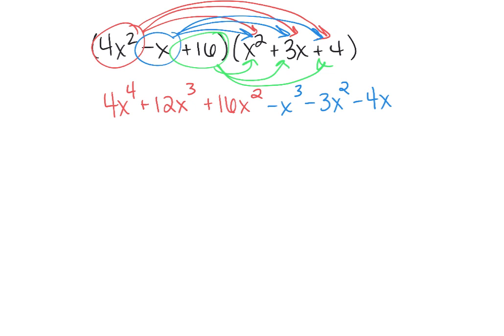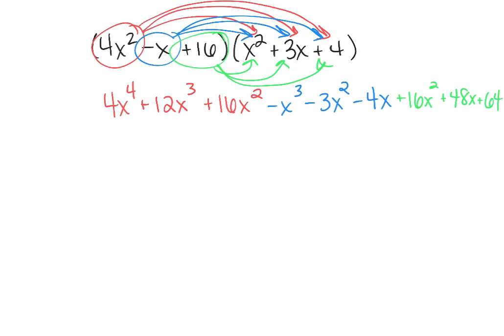Finally, let's multiply the 16 to everything. We're looking at 16x squared, 48x, plus 64. So all of those together are the product.